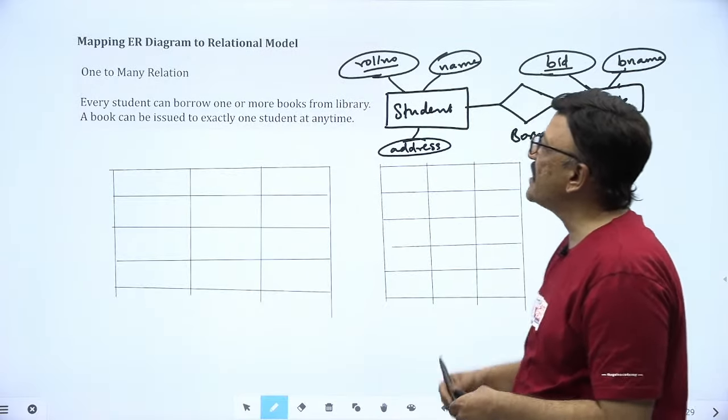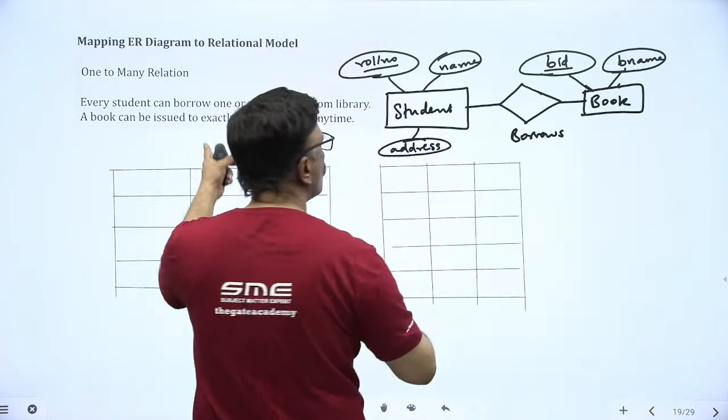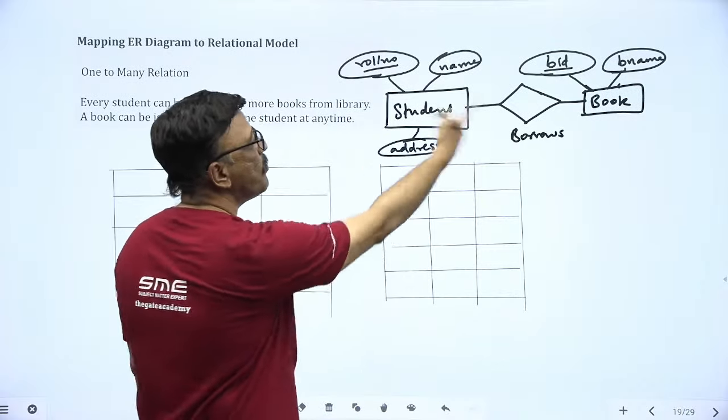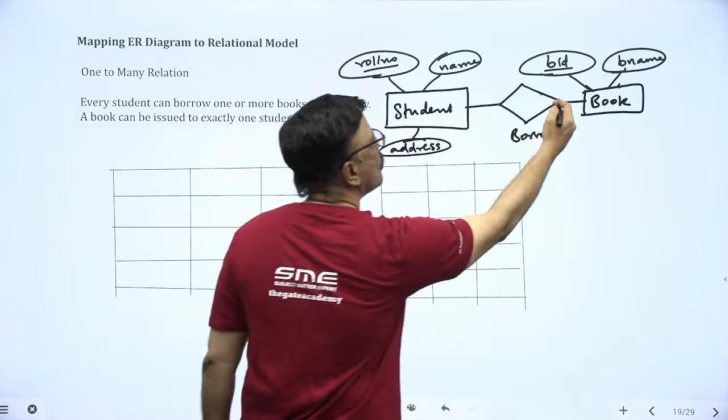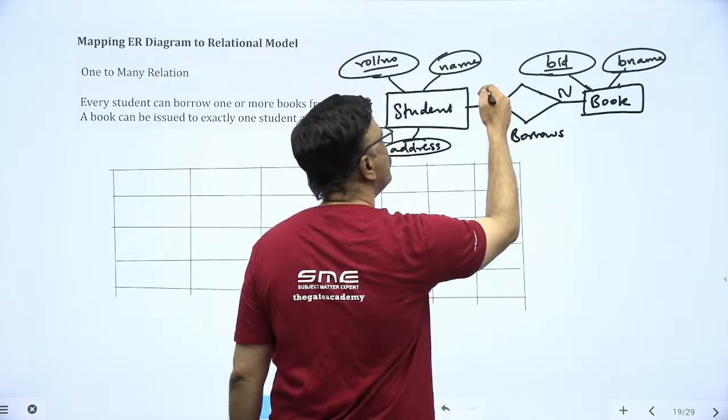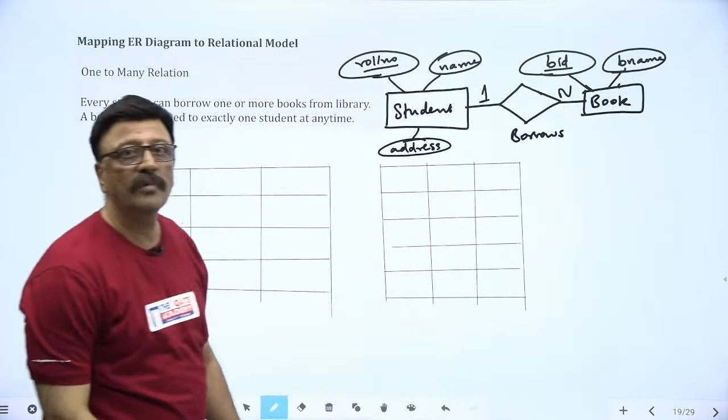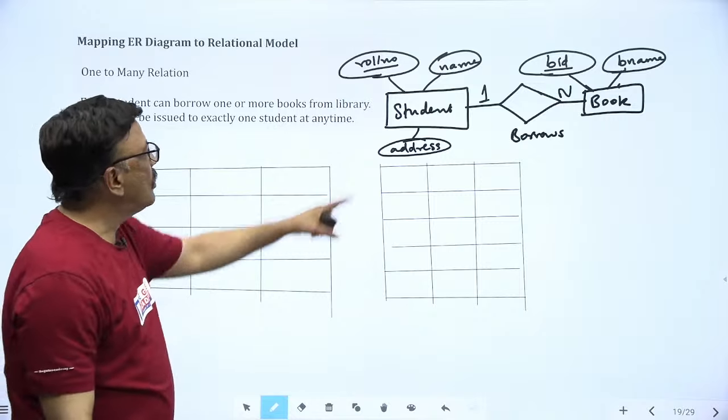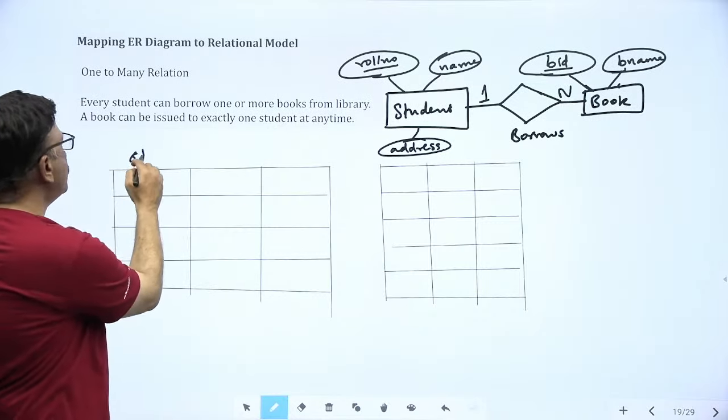Yes, we have that example. Student borrows one or more books. What do you know? A student can borrow n number of books, but a book can be only with one student. Correct? Now, map this. What will this student table be?